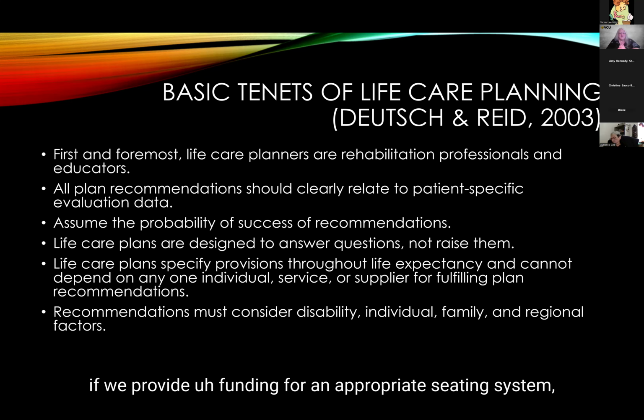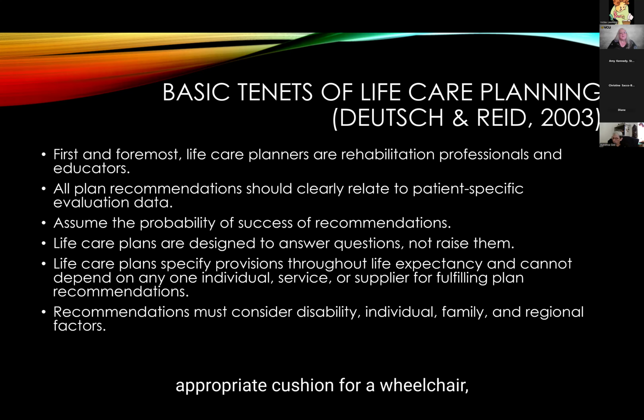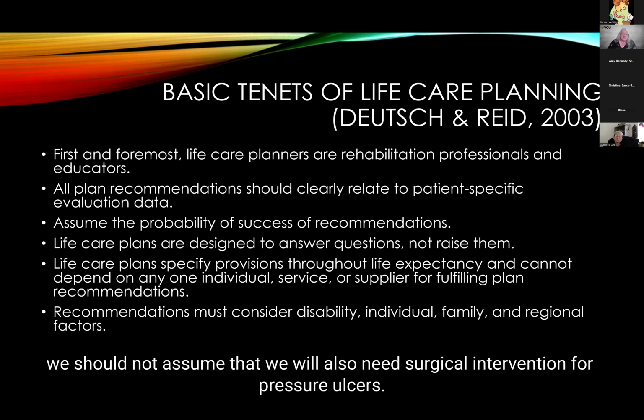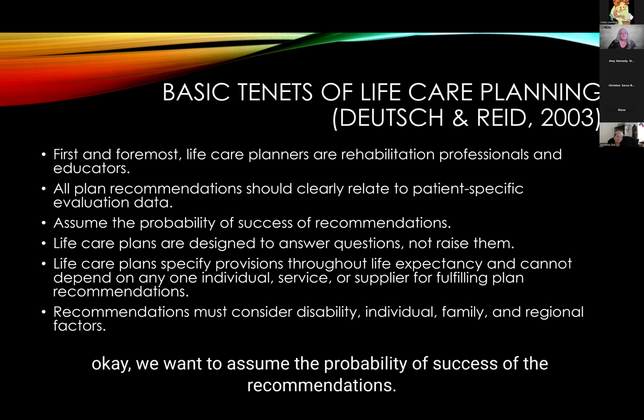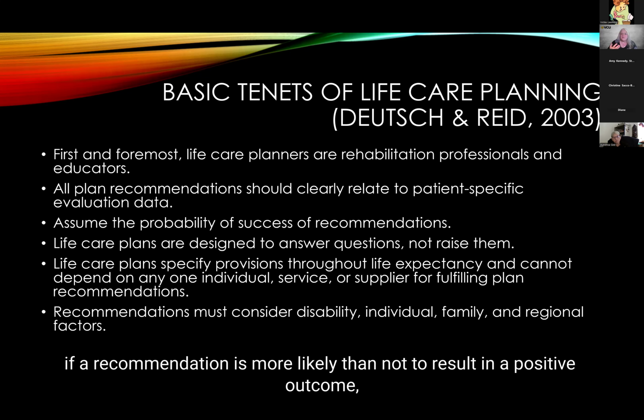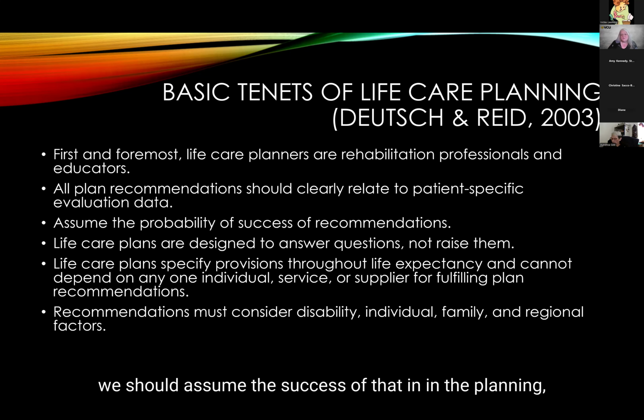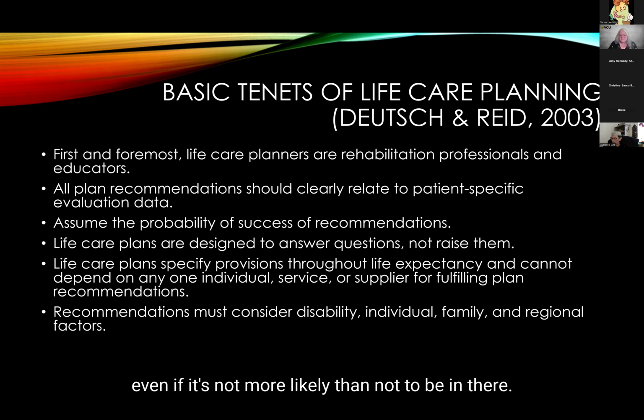We should assume the probability of success of recommendations. If we provide funding for an appropriate seating system, appropriate cushion for a wheelchair, we should not assume that we will also need surgical intervention for pressure ulcers, okay? We want to assume the probability of success of the recommendations. If a recommendation is more likely than not to result in a positive outcome, we should assume the success of that in the planning instead of putting in the very, very worst possible options, even if it's not more likely than not to be in there.